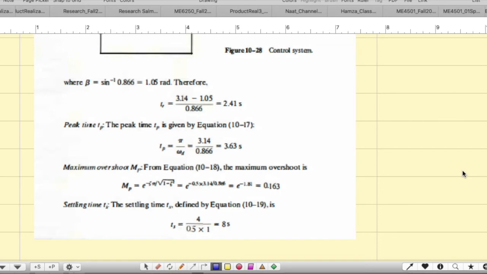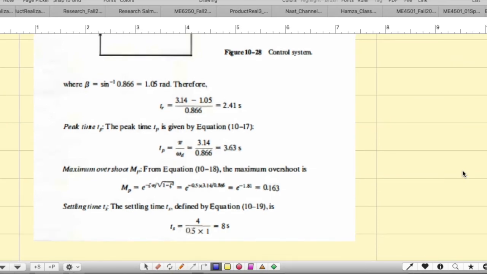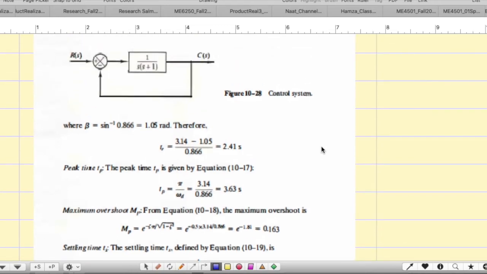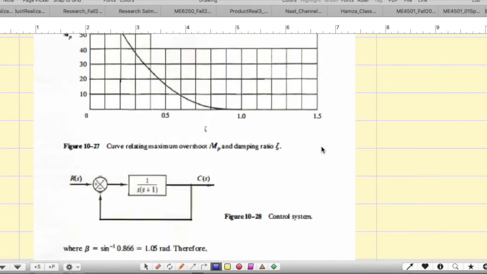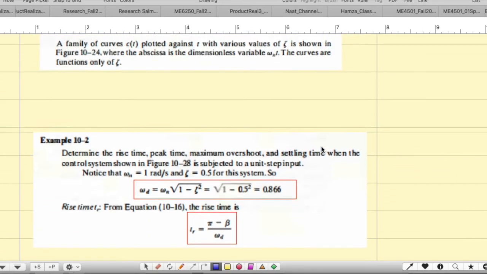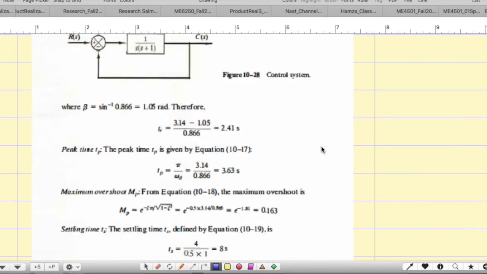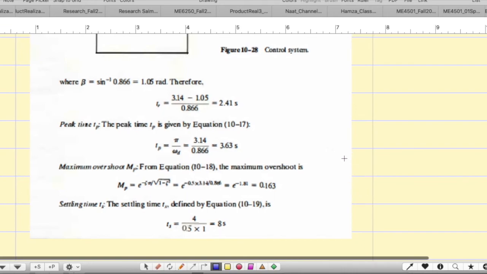Now settling time is 4 times the time constant. Time constant is given from the plot of the time response, like 63% of the set value. So these are the transient response specifications you can find out.